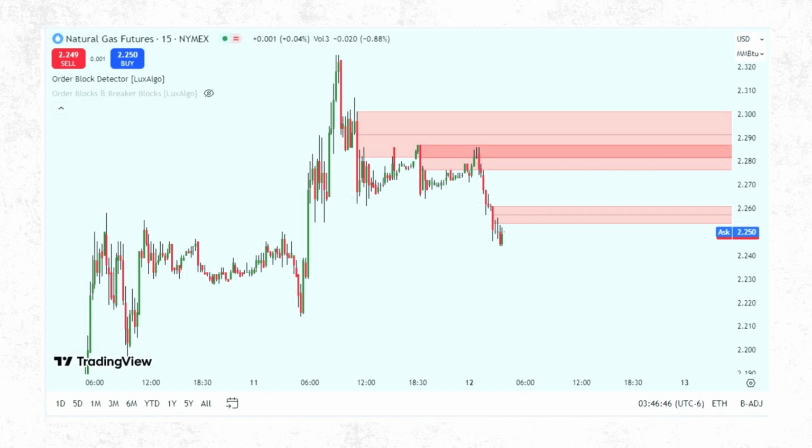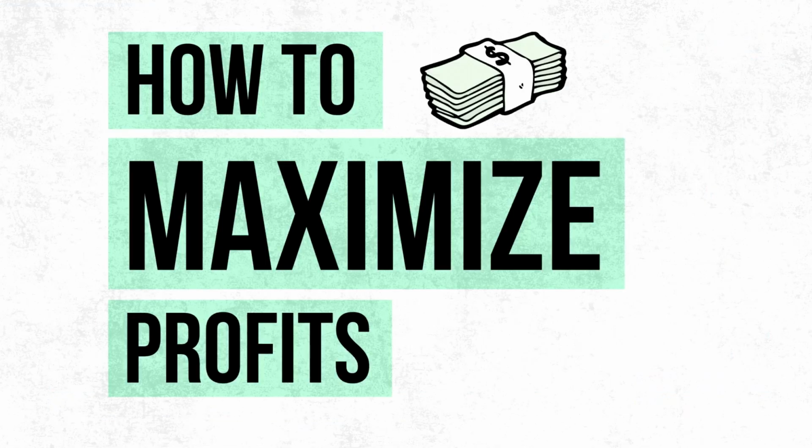Place a stop loss above the order block for the trade related to the order block. In this case, you will sell the market. How to optimize your risk-reward ratio in order blocks.